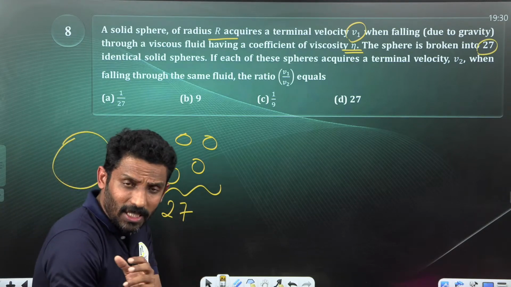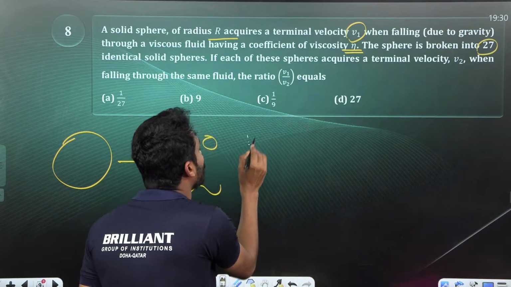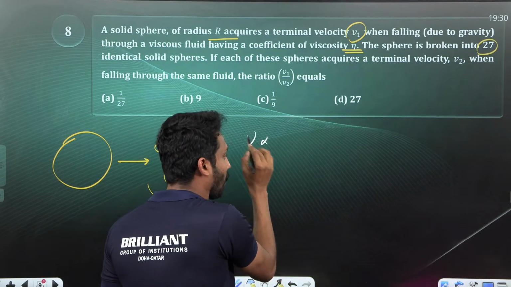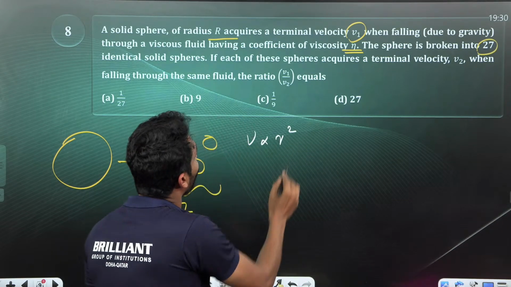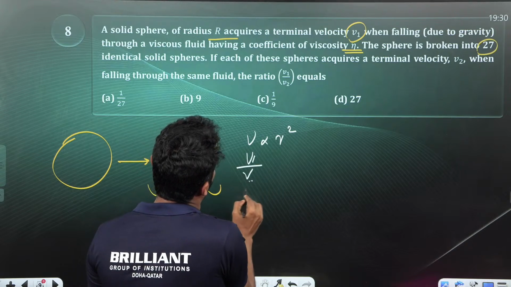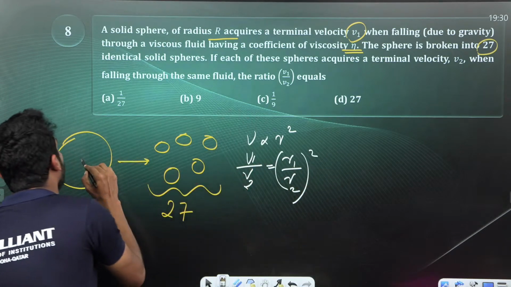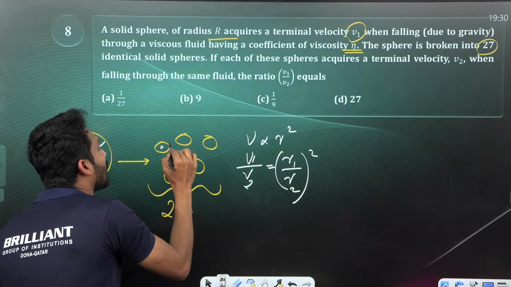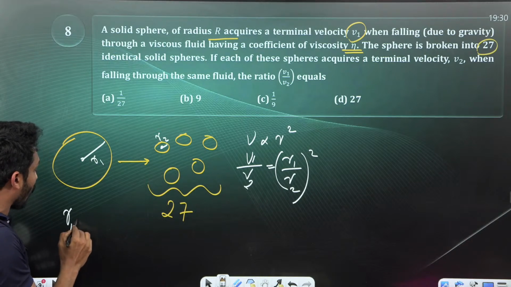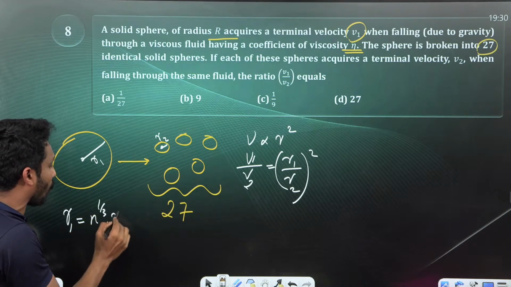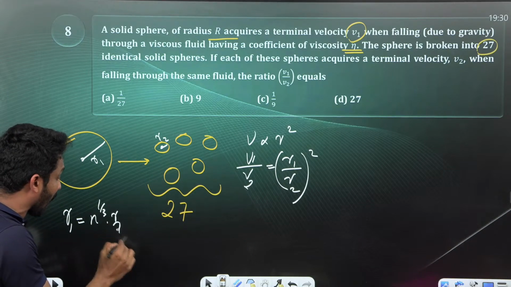Accordingly there will be a change of terminal velocity, because we understand that terminal velocity is directly proportional to r square, the square of the radius. Then the ratio v1 by v2 is asked. v1 by v2 is r1 by r2, all squared. Let this radius be r1 and let this tiny radius be r2. Clear? Then we have the expression: the greater radius r1 is n raised to 1 by 3 times r2.